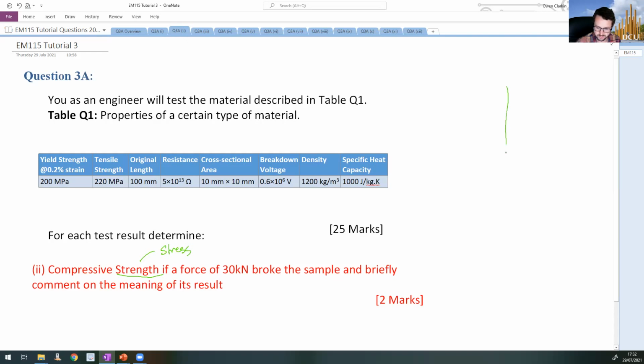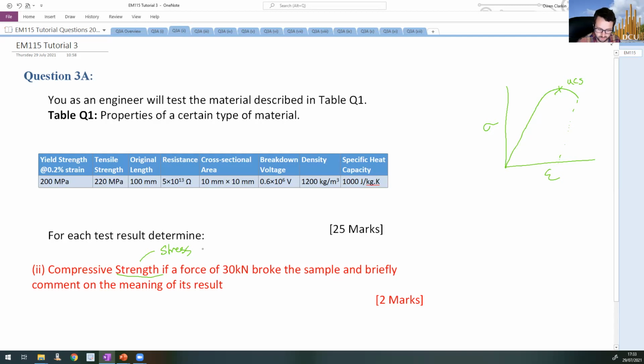So if we had our material again, like this, stress, strain, we put it under some compressive load. It has an elastic region, then it has a plastic region, it has a maximum, which is in this case the ultimate compressive strength, CS. Okay. So this is what we're talking about.